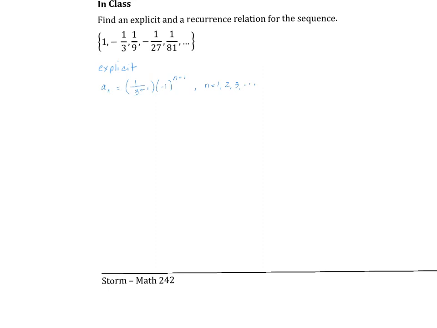Remember when I said that this is not unique? Well, oops, sorry, this is supposed to be a minus, it looks like an equal sign. What if I were to change it and not start with n is equal to 1? What if I start with n is equal to 0? Then a more efficient way to write this would be 1 over 3 to the n, -1 to the n power.